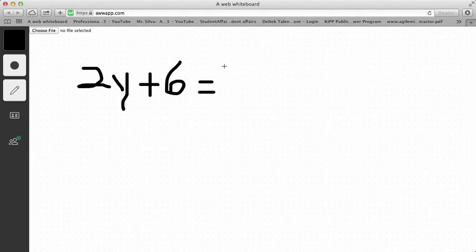So if you all just write down this multi-step equation, we have 2y plus 6 is equal to 4y minus 10 minus 2.